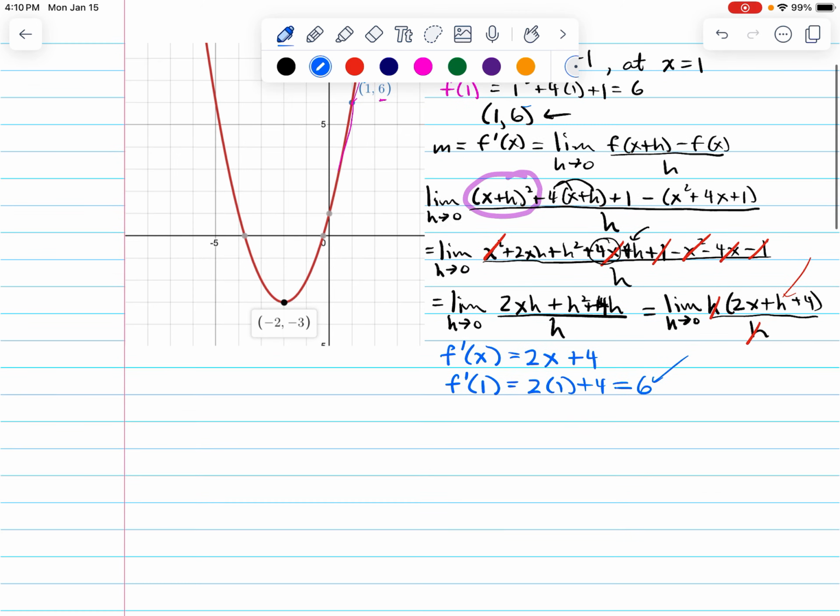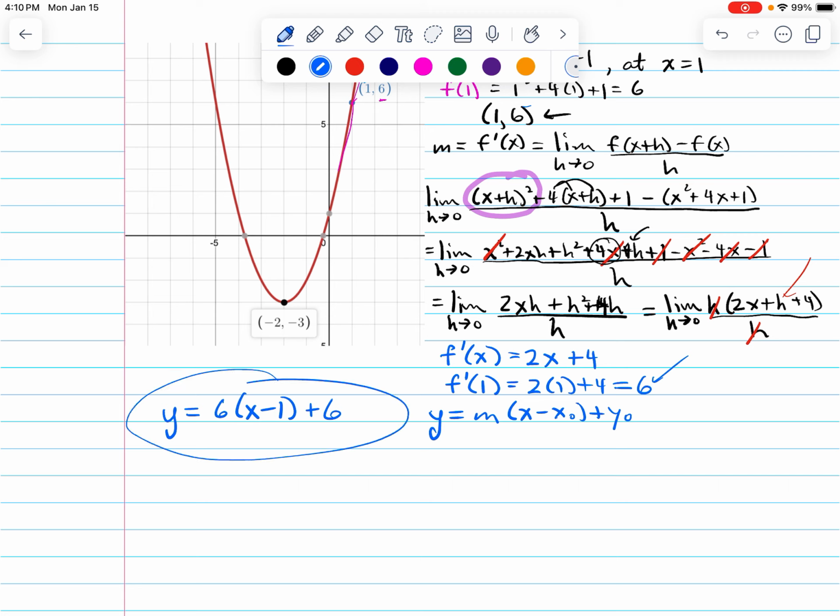We want to write the equation for the tangent. So remember how that goes. y equals, here's the slope, times x minus 1 plus 6. Remember, we were writing our equation this way: the slope times x minus x naught plus y naught. And you can see there's our equation. This is the equation for the tangent. Now, the equation for the normal, which is just the perpendicular, is going to be y equals negative 1/6. Remember, it's just the negative reciprocal.